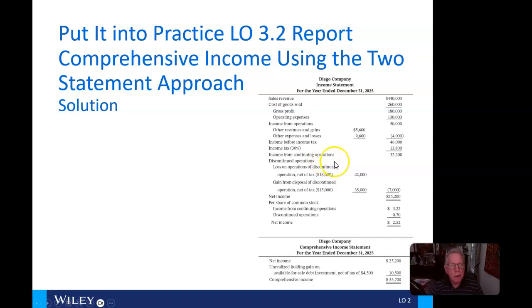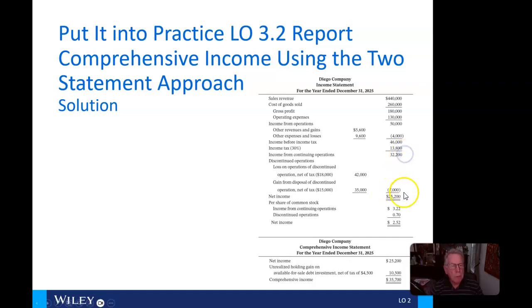Then our discontinued operations, we had a couple of them. One was the loss on the operations of discontinued operations, net of tax of $18,000, and that results in a $42,000 loss. But we also had a gain, net of tax of $15,000, so that gain is $35,000. I offset these two, and that's a $7,000 net loss.